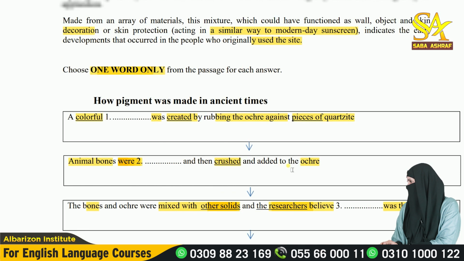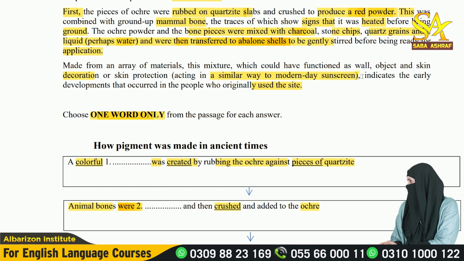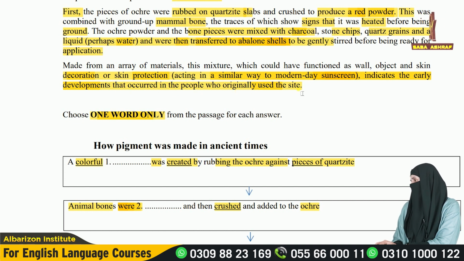So let's go to the passage and again read carefully. यहाँ से हमें समझ आ गया है as wall, object and skin decoration. Decoration is the right answer. Or skin protection, acting in a similar way to modern day sunscreen, indicates that early development that occurred in the people who originally used the site. बहुत सारे स्टूडेंट्स ये समझ रहे होंगे कि यहाँ पे प्रोटेक्शन आएगा, पर यहाँ पर प्रोटेक्शन नहीं, यहाँ पर sunscreen is the right answer. To modern day sunscreen indicates the early development that occurred in the people who originally used the site. Sunscreen is the right answer.